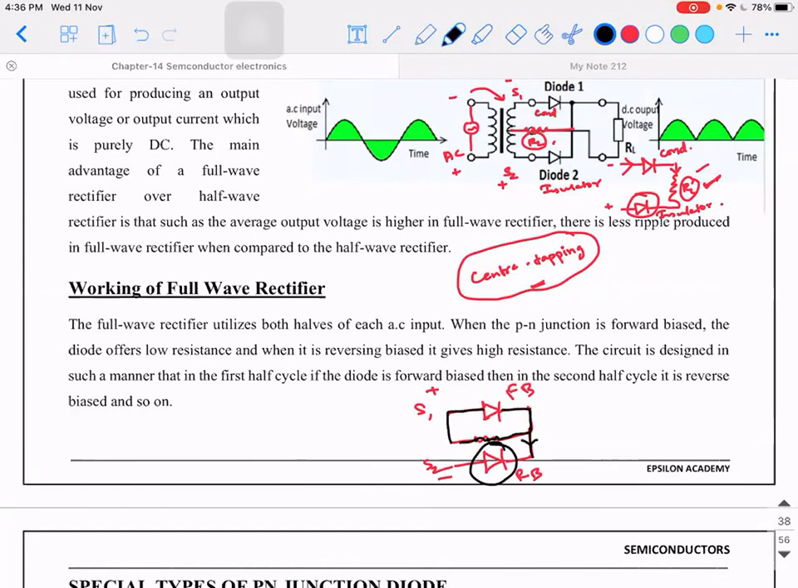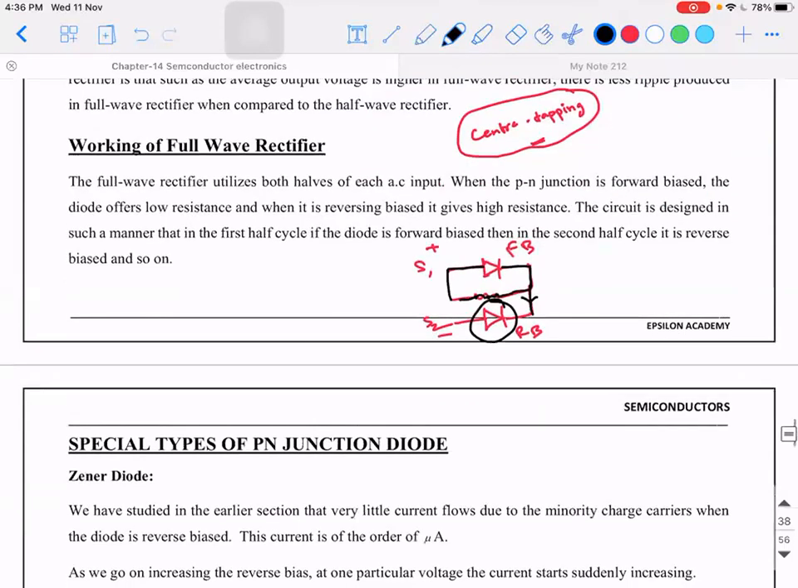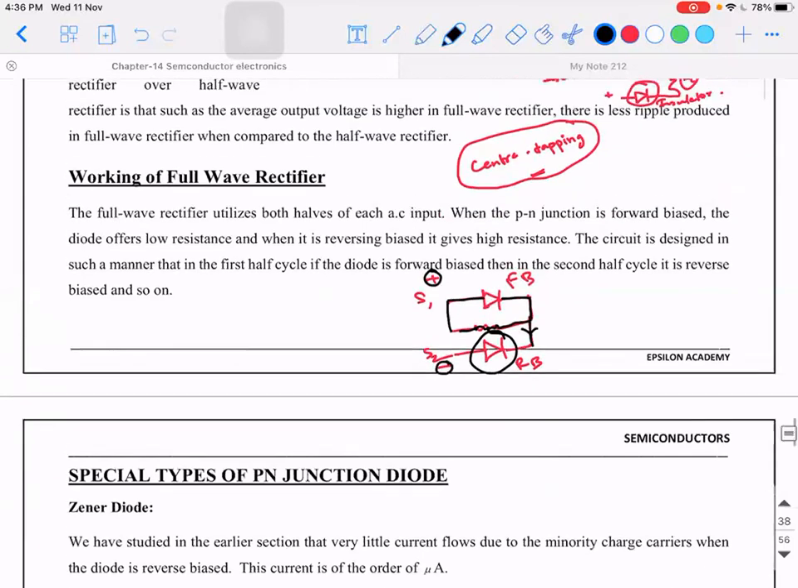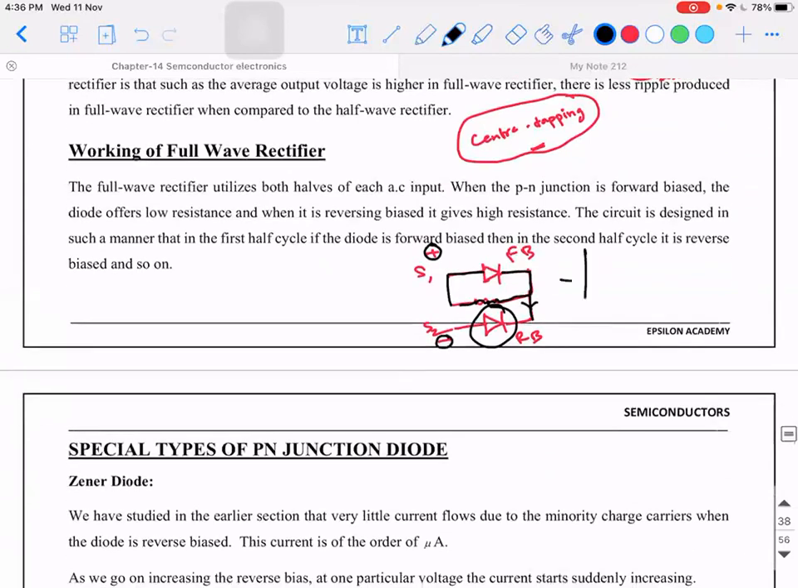So wherever I say infinite resistance, it is equal to an open circuit. Open circuit means no current is flowing through it. Similarly, when S1 is negative and S2 is positive, what would have happened? When the polarities get reversed, diode 2 would have conducted and diode 1 would have acted like an insulator. So if you look at the output, right?